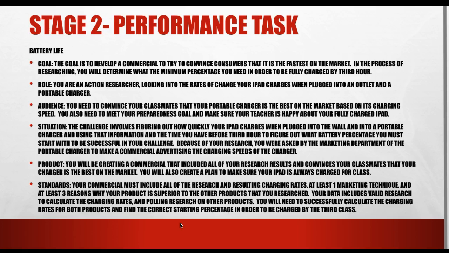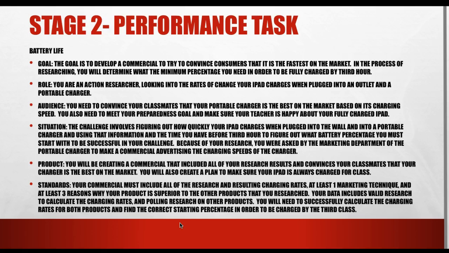So for instance, while they're getting ready, they can plug it into the wall. They can use their portable charger on the bus, and they can plug it in again in first hour and use their portable charger in second hour, was the scenario that they were given. So in the process of figuring out what percentage they need to start the day with, they have to research and find the rate of change that their iPad charges on the portable charger and on the wall outlet. So they're going to have to actually plug their iPad in and figure out these two times.